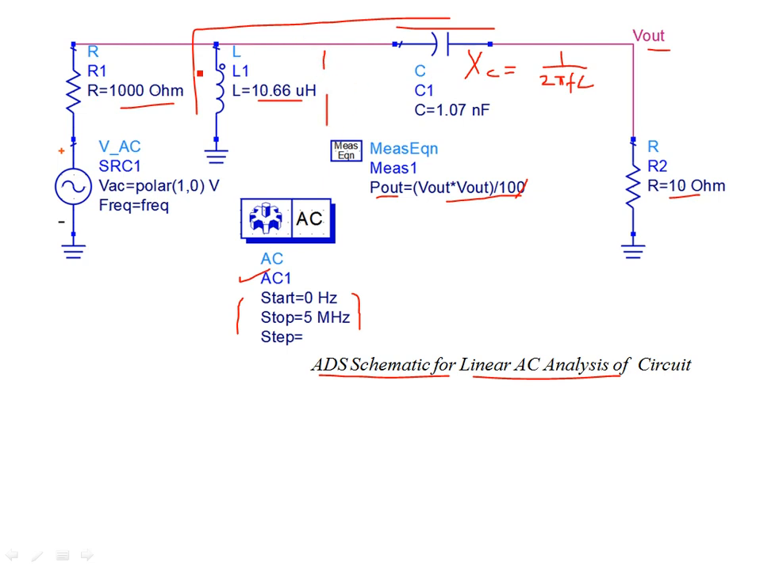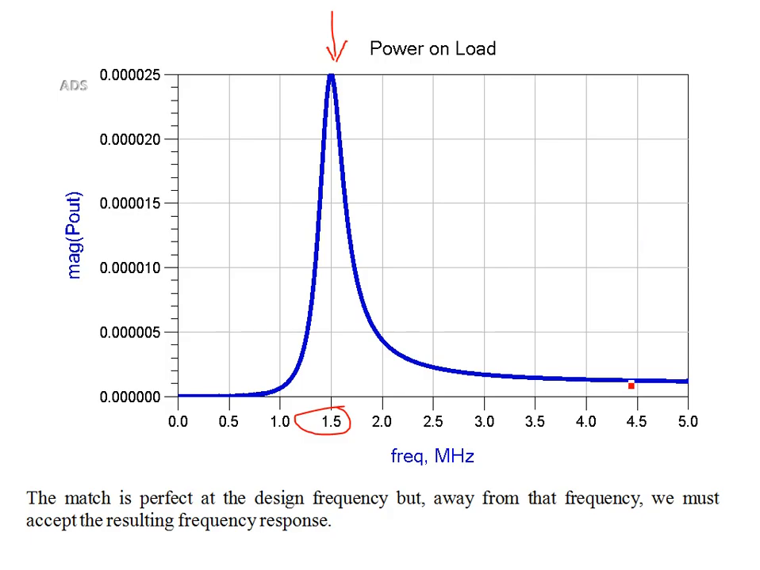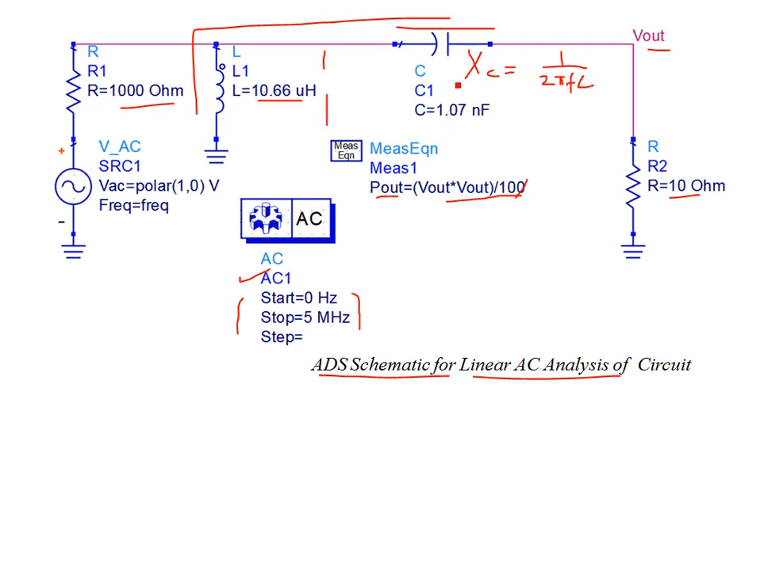Okay, so in that case you are left with 1000 and 10 ohm, and you see at higher frequencies you have very small power transfer, because again you start having the mismatch. Similarly, at low frequencies the capacitor is open, and the inductance is short.